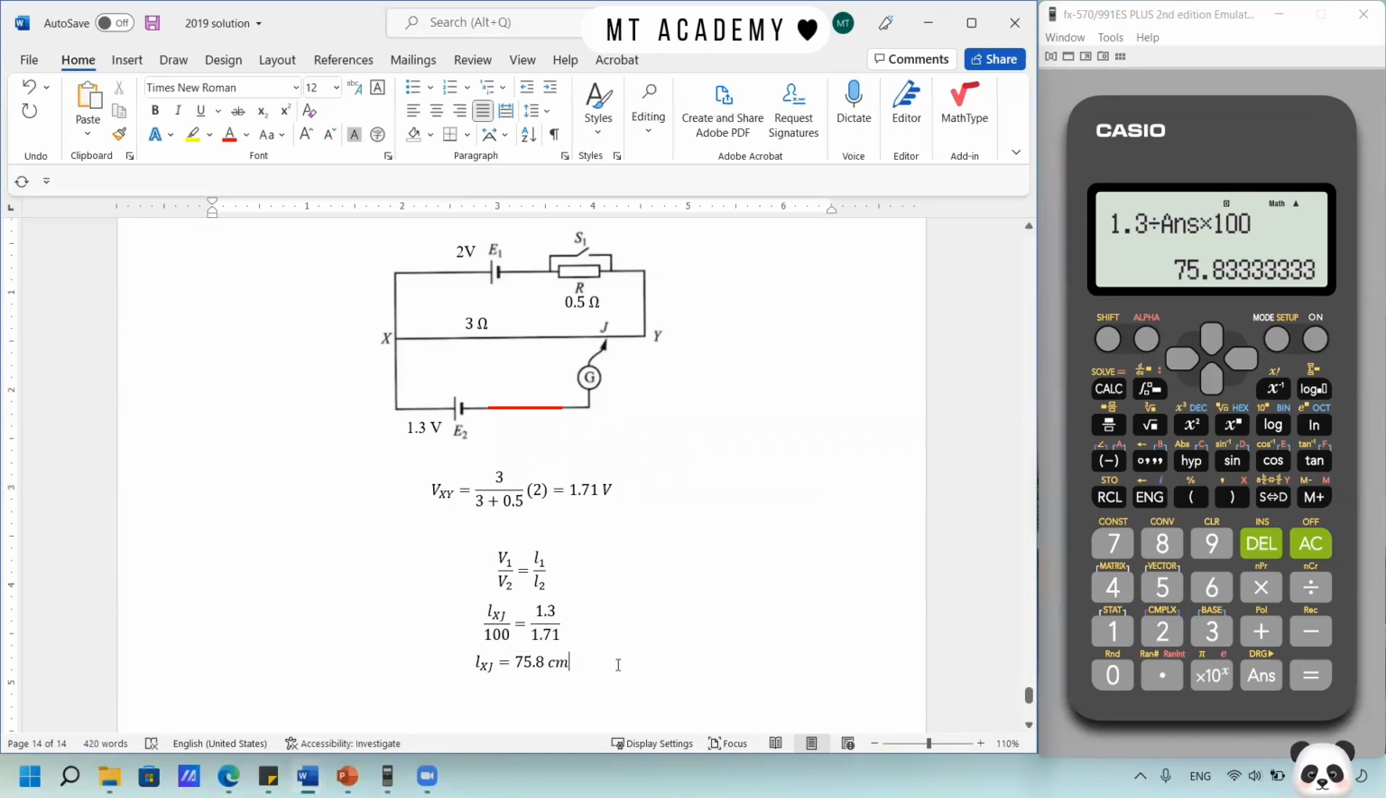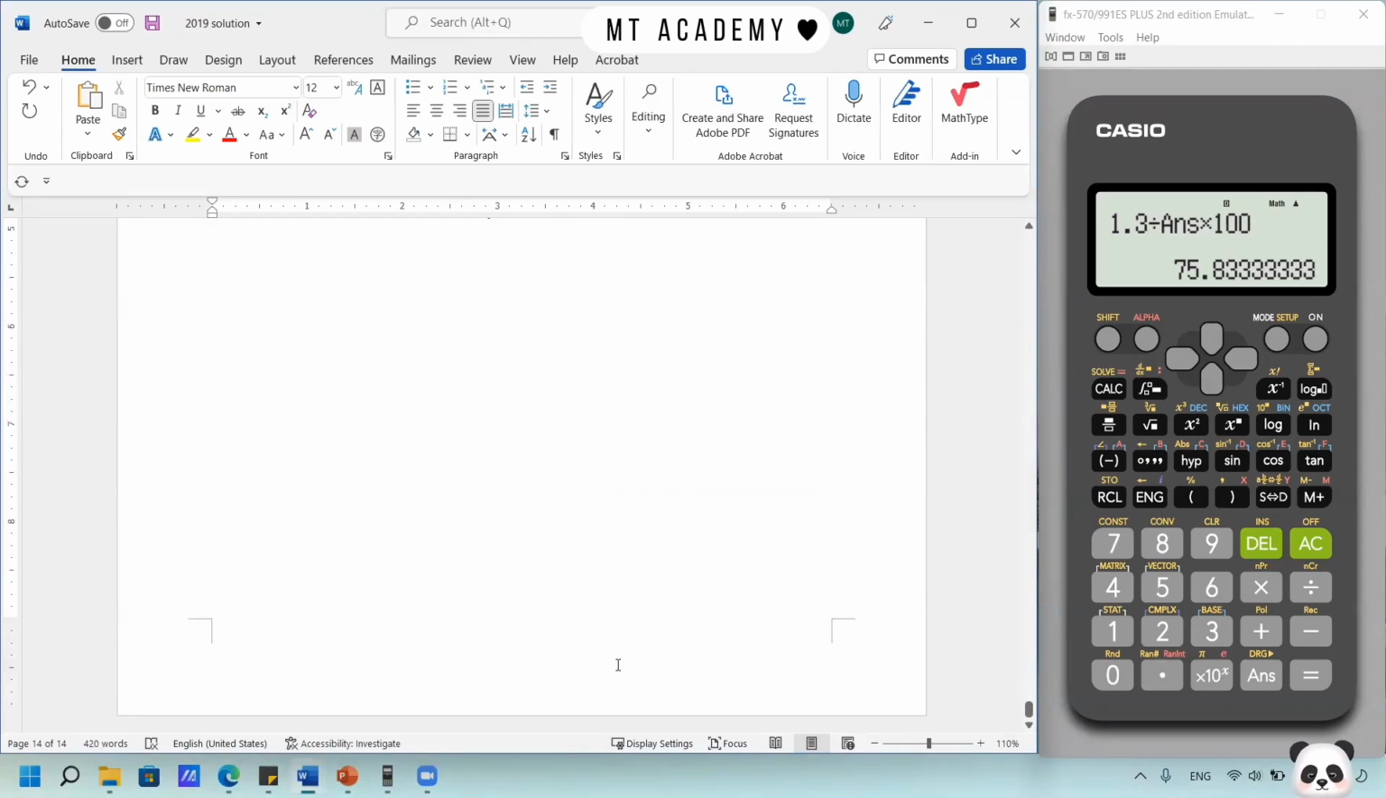So this is how we do the potentiometer, and this is the end of the past year 2019.